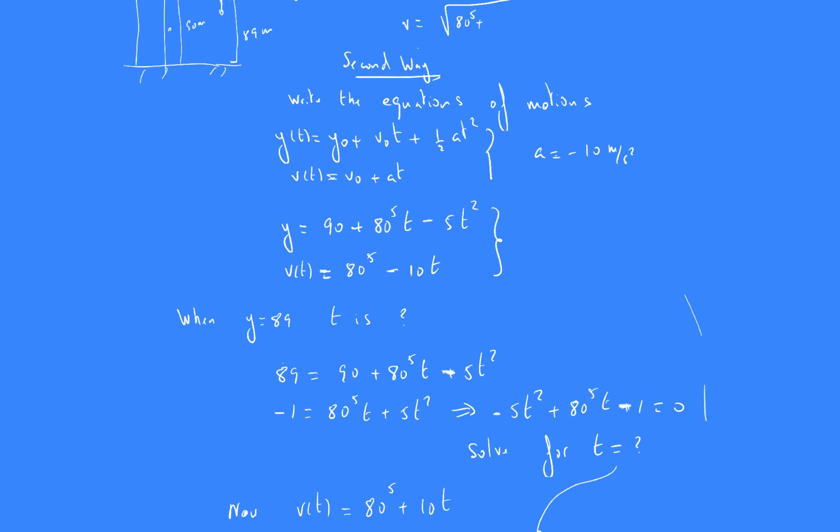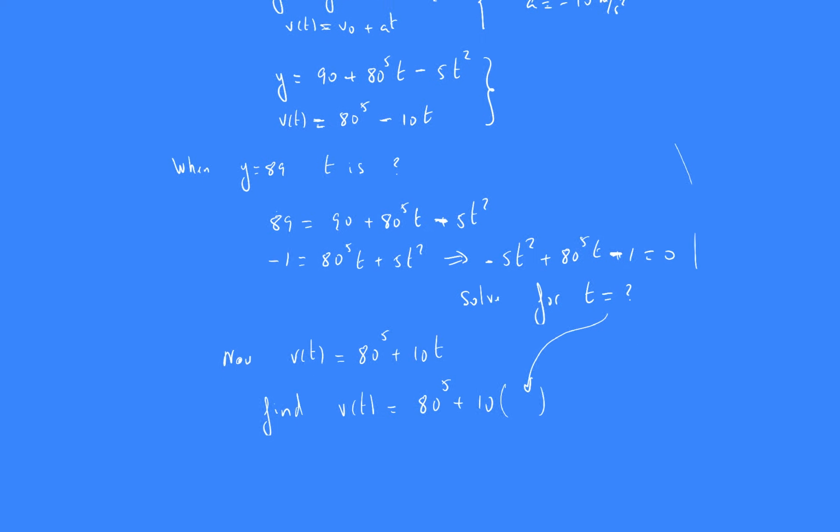Now what will you do? Now what you want is the velocity when the object is at the position y equals 89, at this position. So you will use the second equation, v of t equals v0 minus 10t. And you will use this time t to find the velocity when the position is y equals 89 meters.